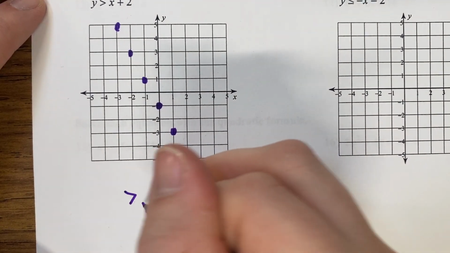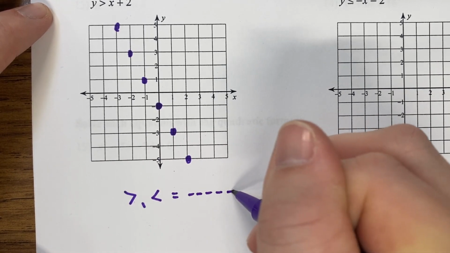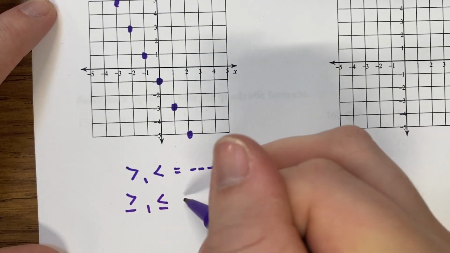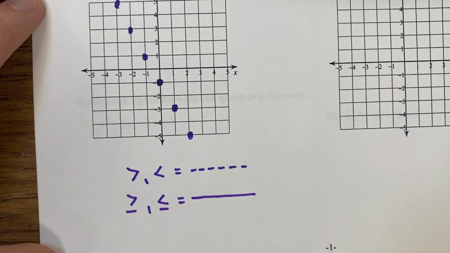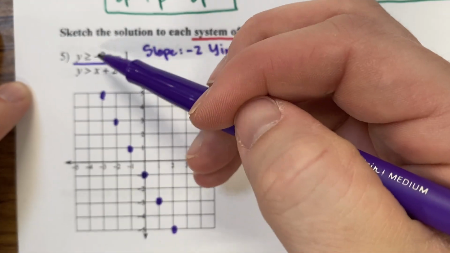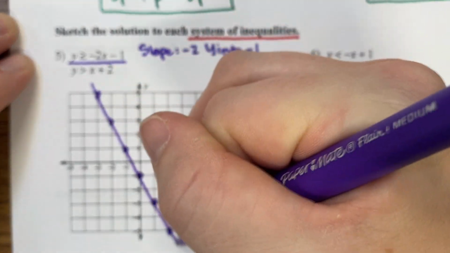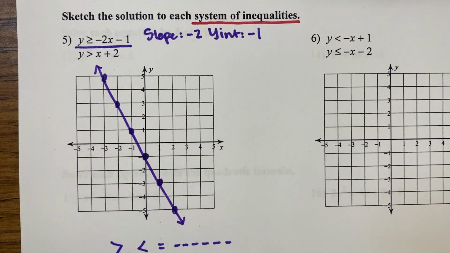If we have just a greater than or less than sign, it's going to be a dotted line. If it's a greater than or equal to or less than or equal to, it's a solid line that we connect them with. So let's look back at our purple one. This is greater than or equal to, so I'm going to connect them with a solid line. Now we're still not done for this guy. The next thing we need to do is shade.